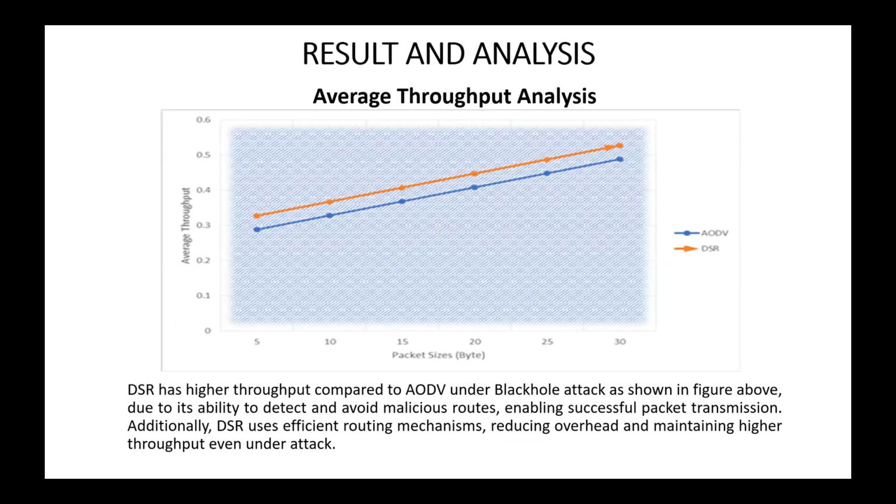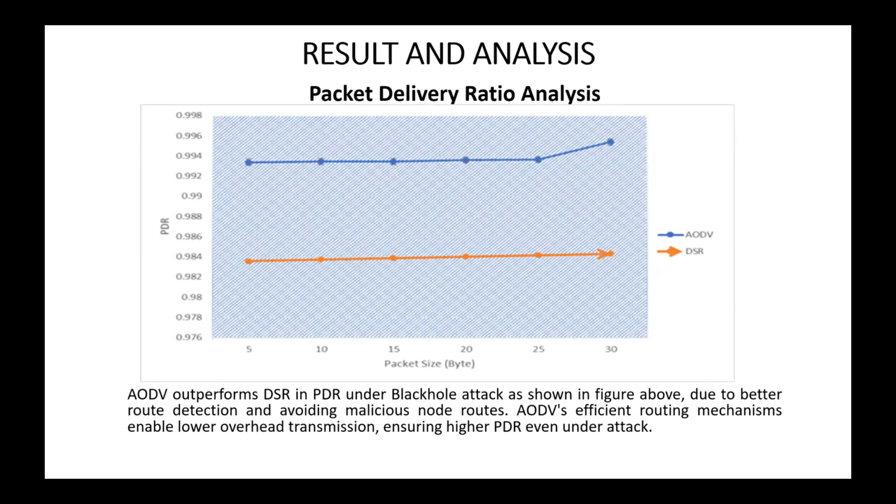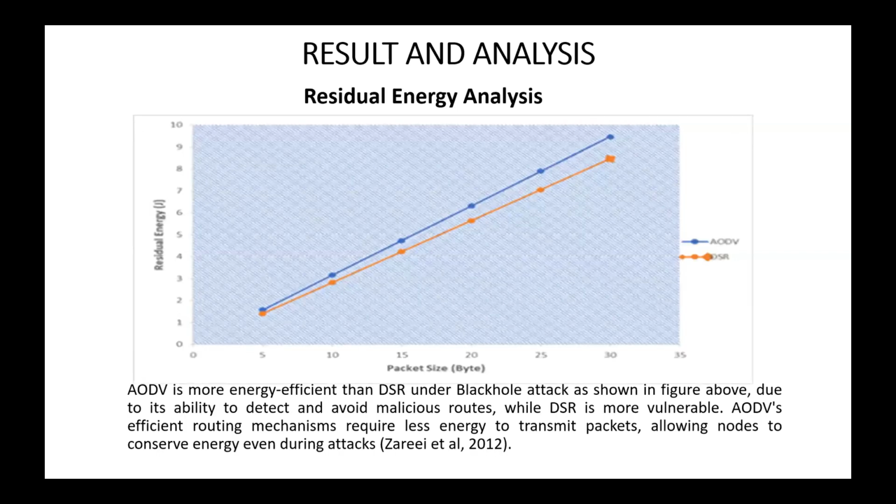And then when we plotted, we came to the analysis of average throughput: DSR has a higher average throughput compared to AODV under the black hole attack, as shown in the plotted graph above. And then with packet delivery ratio, AODV outperformed DSR as shown above, and there are reasons for that. And in residual energy, AODV is also more efficient than DSR, as compared in the figure above.